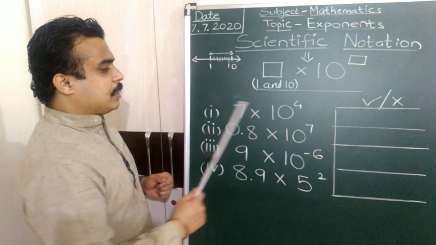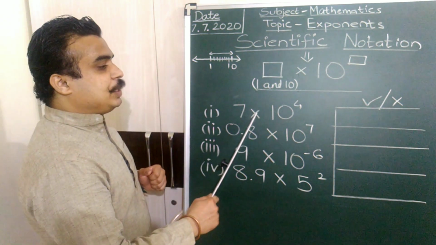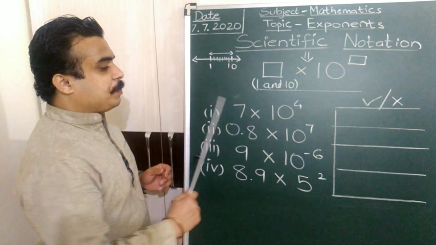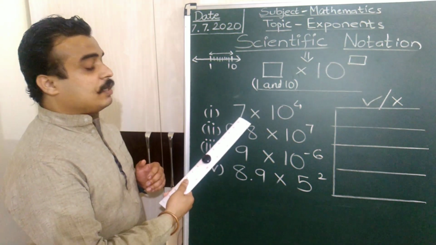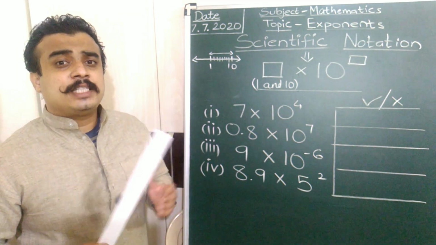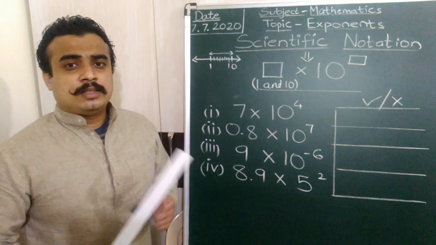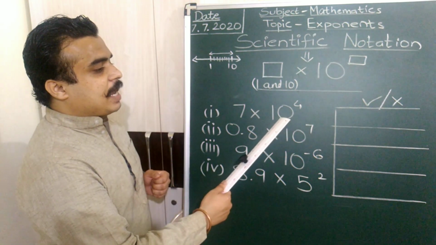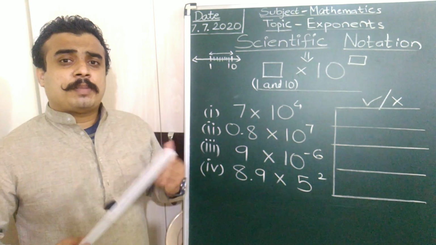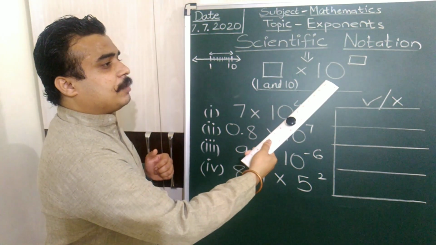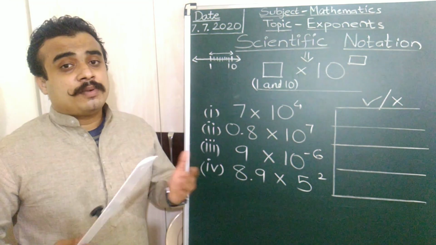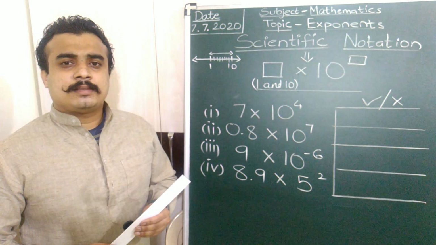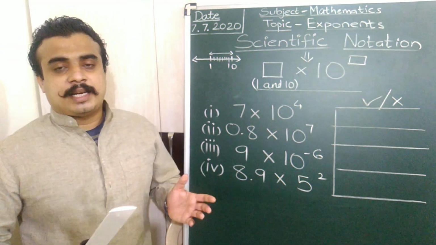In the first example, 7 into 10 raised to the power 4, the first part is 7, and 7 is between 1 and 10. That means the first part is okay. Now we check the second part: 10 raised to the power 4. We want it in terms of power of 10 only, and that power is a positive power. That means the given notation is a scientific notation.